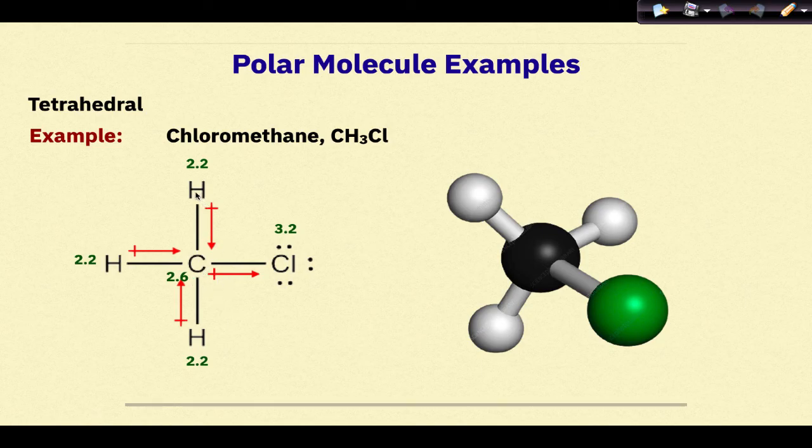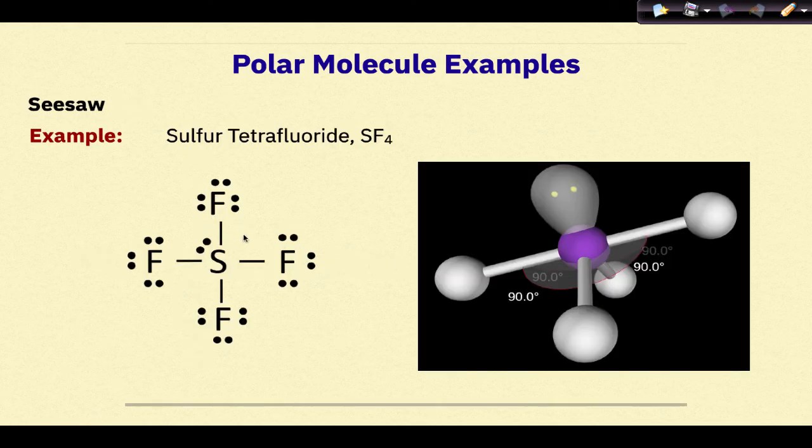As for the hydrogens on the top and the bottom, these arrows cancel each other out. But these two arrows going across do not cancel each other out. So the net dipole is pointing towards the chlorine. This indicates that this molecule, of course, overall will be considered polar. When we go to our three-dimensional representation of this molecule, our hydrogens will have slightly positive values and our chlorine will have a slightly negative value. Let's look at our next example.